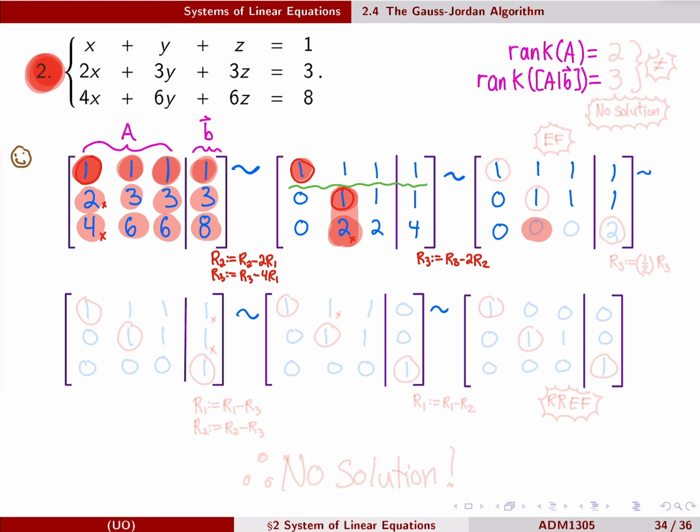Of course, 0 minus 2 times 0, nothing happens. Of course, again, 2 minus 2 times 1 will give me 0. That was the point of that elimination. Same result for this one.